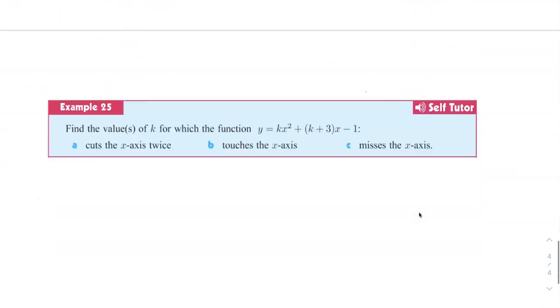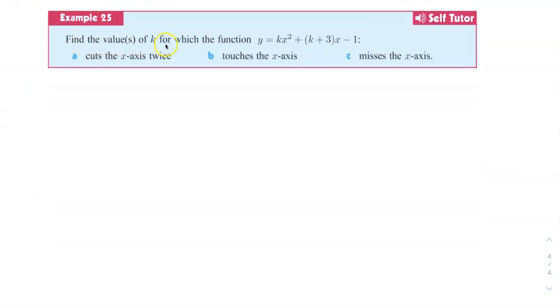Okay, let's do one more. Find the values of k for which y equals kx squared plus k plus 3 times x minus 1 cuts the x-axis twice, touches the x-axis, or misses the x-axis. So seeing this type of question hopefully puts some light bulbs in your head. What are they talking about? They're talking about the discriminant.